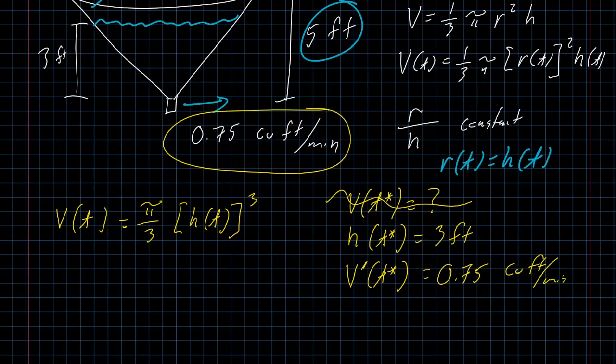And we are asked about the change in the water level. That's going to be h prime. That's the thing we need to solve for. That's the thing we're looking for. All right. And with that, I think it starts to become apparent why we called this a related rates problem.